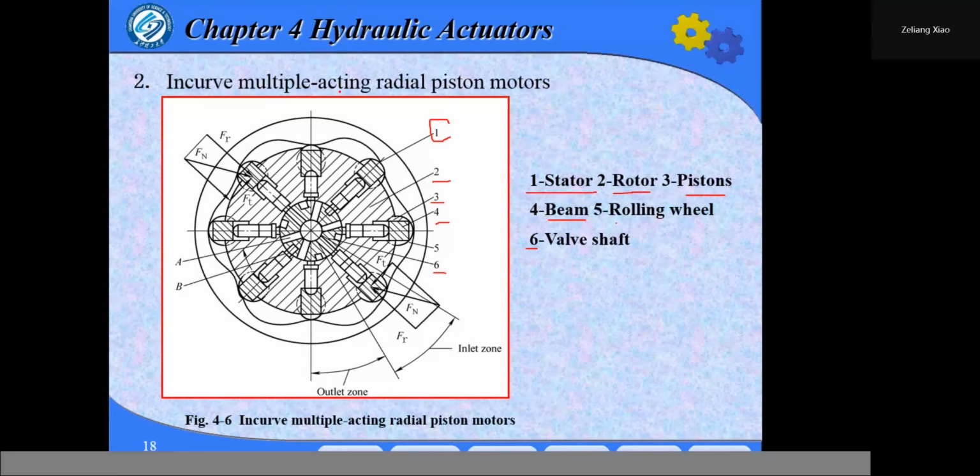In the internal curve multiple acting radial piston motors, you can see the components, the construction, and the operating principle.